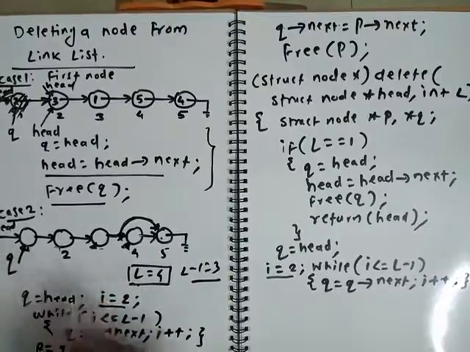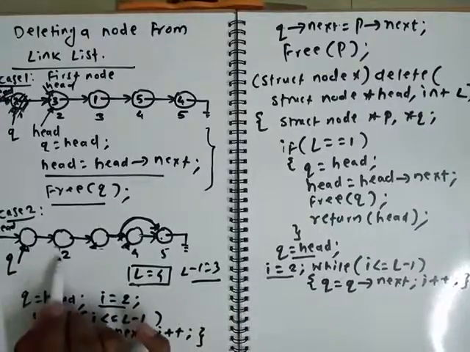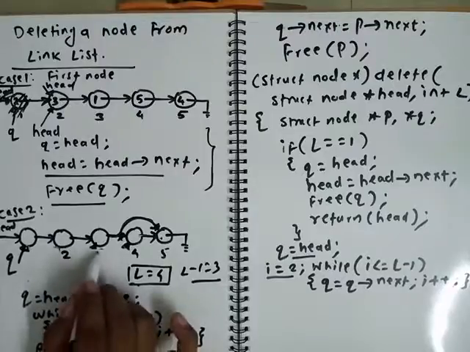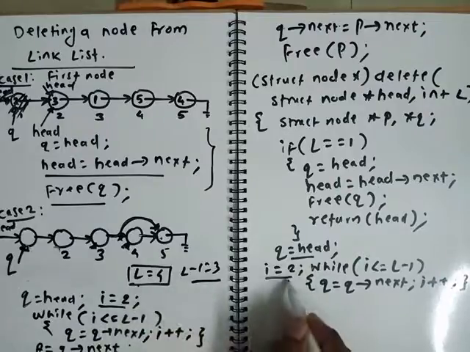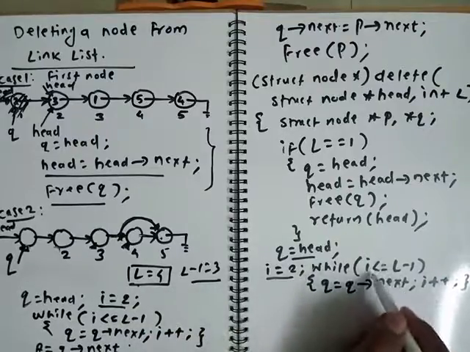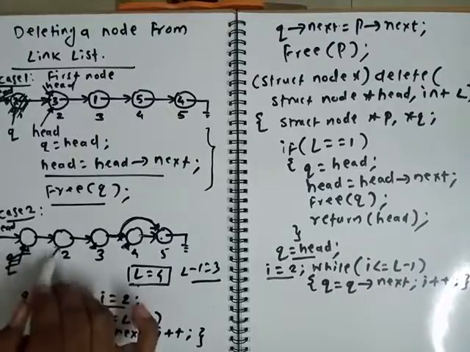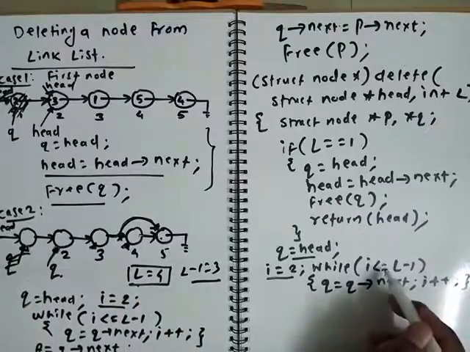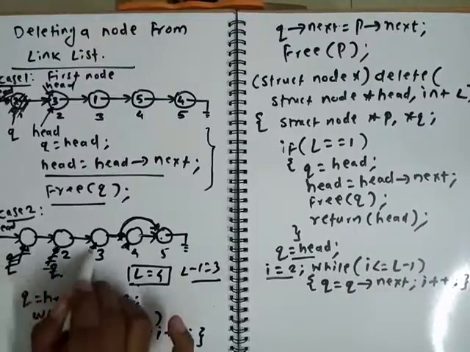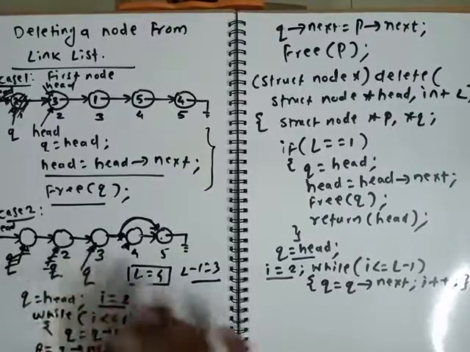So our Q is here, Q is pointing where head is pointing, right? And we want to go from 2 to L minus 1. L minus 1 is 3 in this case. I is 2 and L minus 1 is 3, so 2 is less than 3, so condition true, take Q from here to Q next, so Q is here now. Now increment I becomes 3, so 3 is equal to 3, so condition is still true, take Q from here to here. So we got our Q at this position, where we wanted.